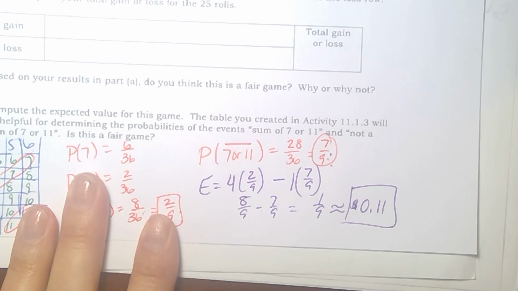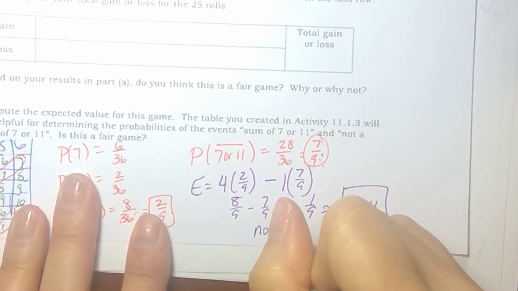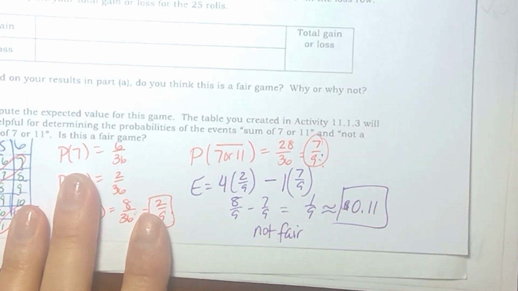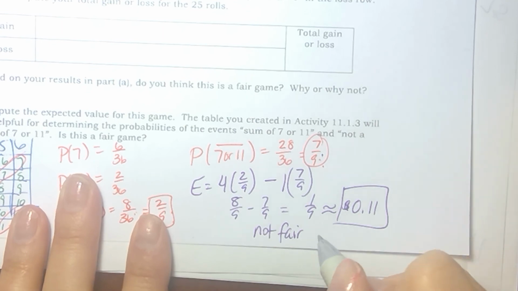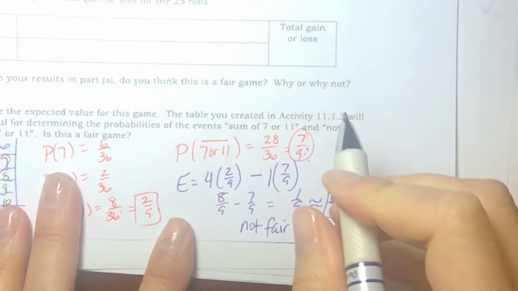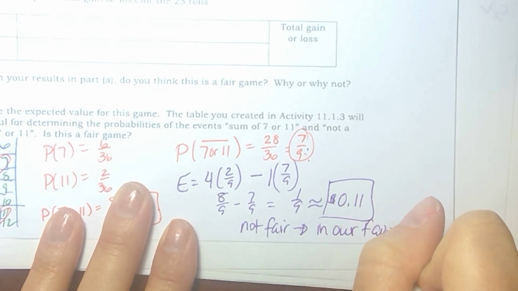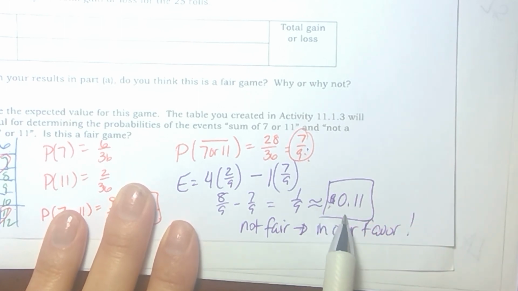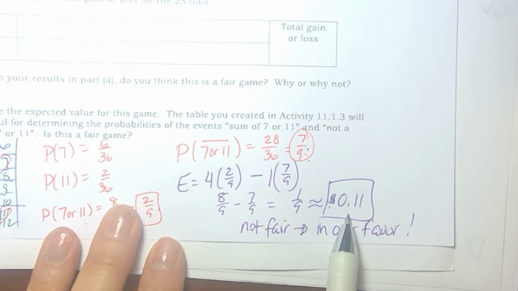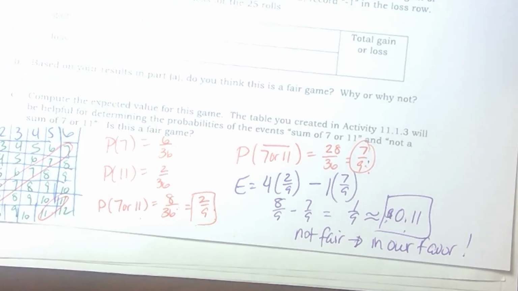So is this a fair game? Well, no, it is not fair because the expected value is not 0. It's not fair, but it's not fair in our favor. Because the expected outcome is positive, I can expect to make, on average, 11 cents a game, which is pretty cool.